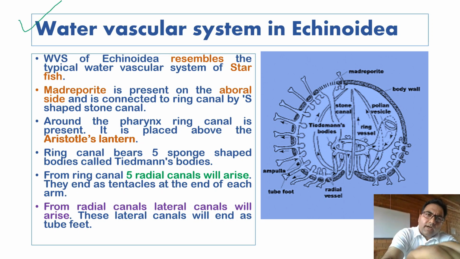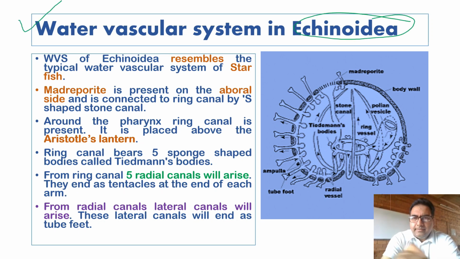Now talking about the water vascular system in the case of Echinoidea, that is mostly sea urchins. The water vascular system of the echinoidea resembles that of the starfish. And here in this case, the madreporite is present on the aboral side, connected to the ring canal by an S-shaped stone canal. So all the positions are the same as that of the sea star.